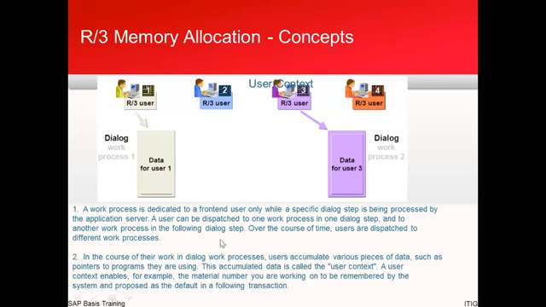In the course of time, in dialog processes, the user accumulates various pieces of data such as pointers to programs they are using. The accumulated data is called the user context. A user context enables, for example, the material number you are working on to be remembered by the system and proposed as the default in a following transaction. So just take note of this key concept: whenever a user connects, he will be allocated a user context. That is very important. User context is basically the user's authentication information, the roles associated with the user, basically the information associated with the objects of users.